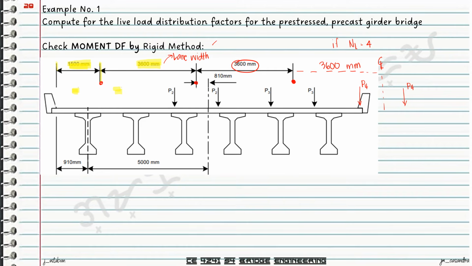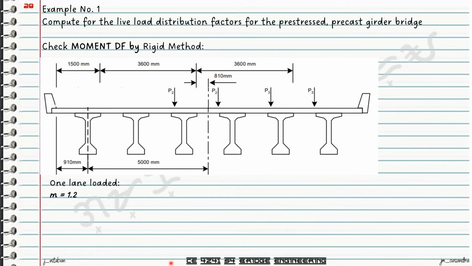So meaning we are to compute now for one lane, two lanes, and three lanes. So for the first part, we are to consider one lane loaded. With one lane loaded, our multiple presence factor is equal to 1.2.